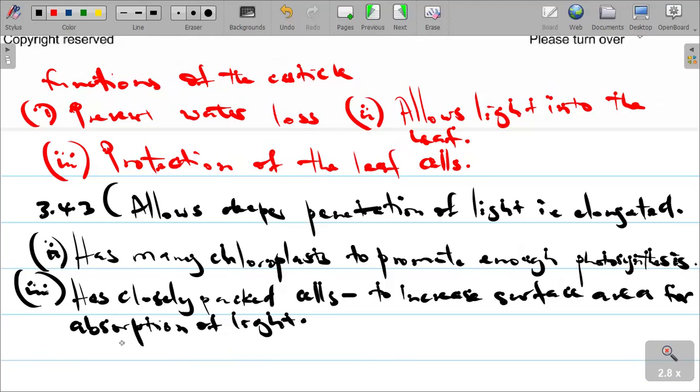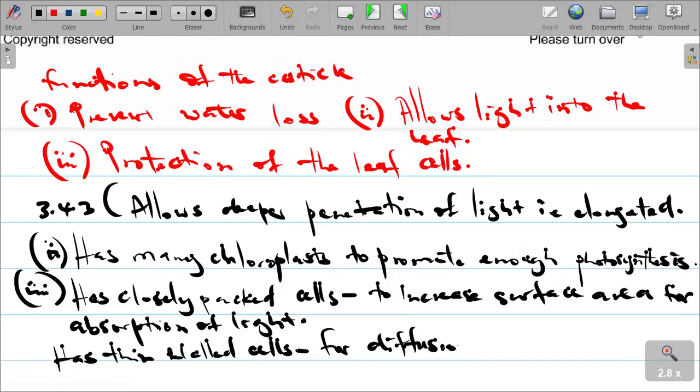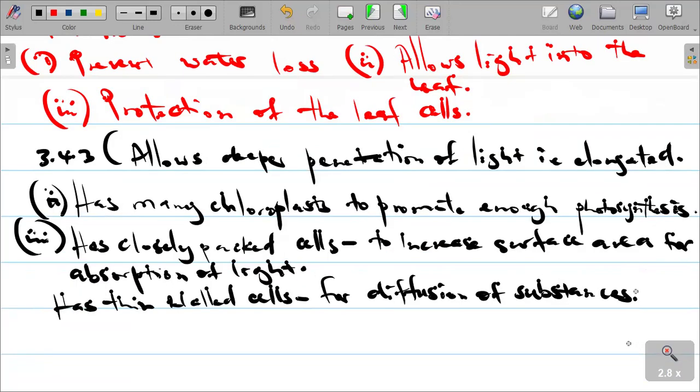And then, of course, we can also talk about it also has thin walled cells. This also allows for diffusion of substances.